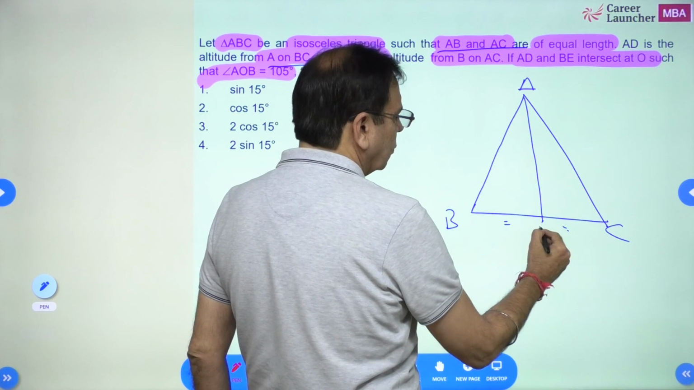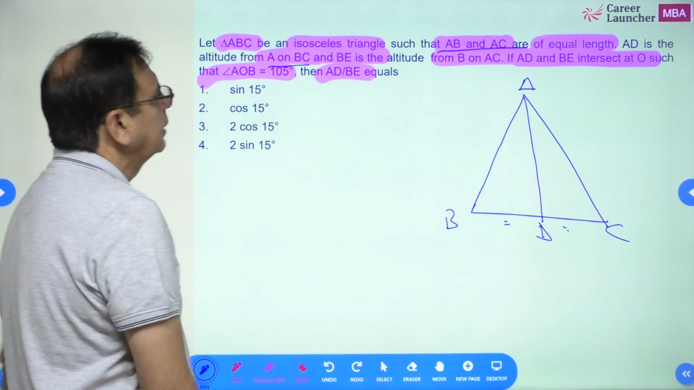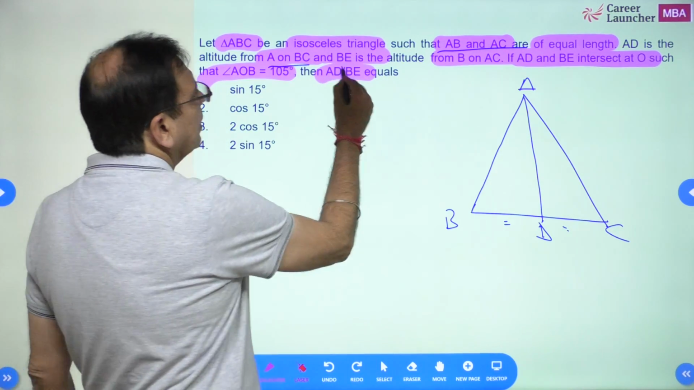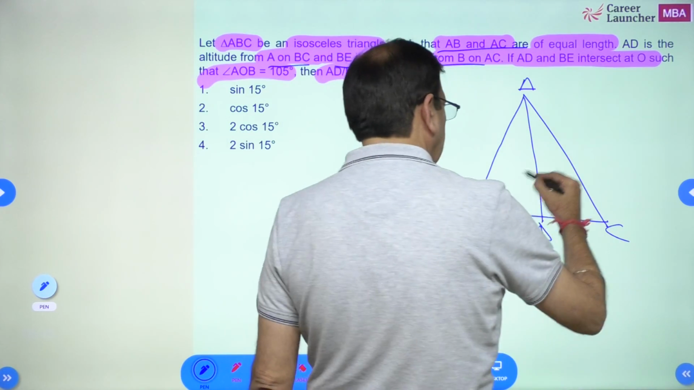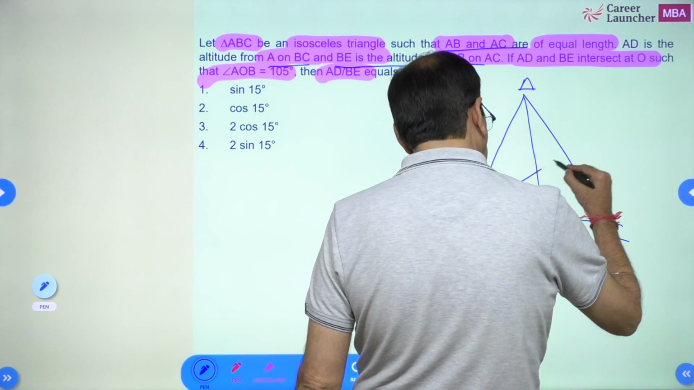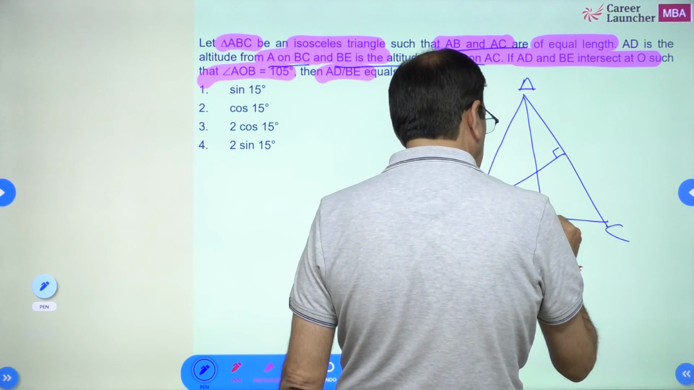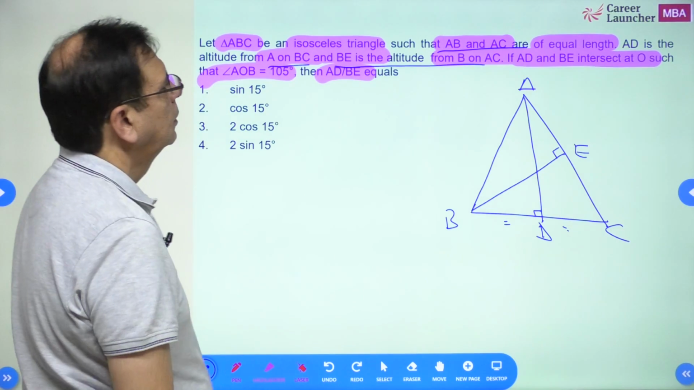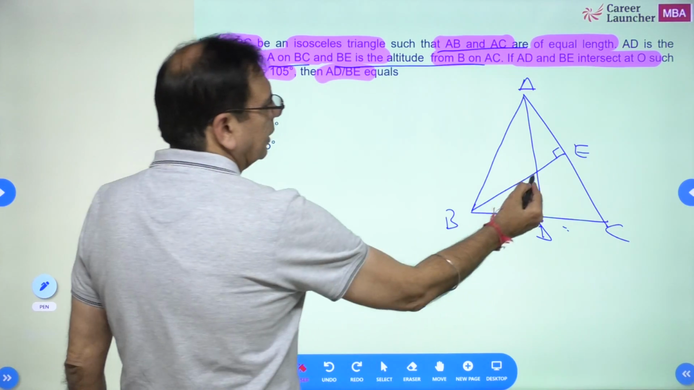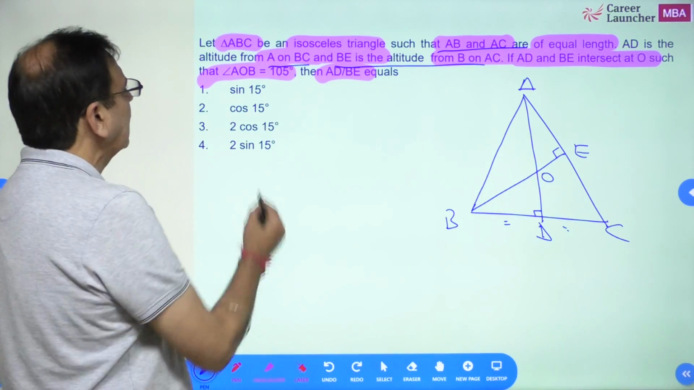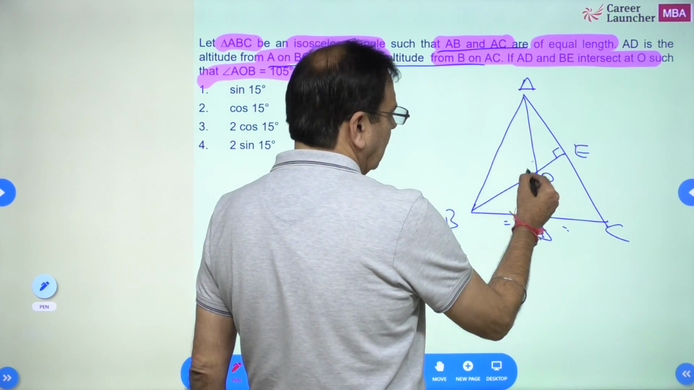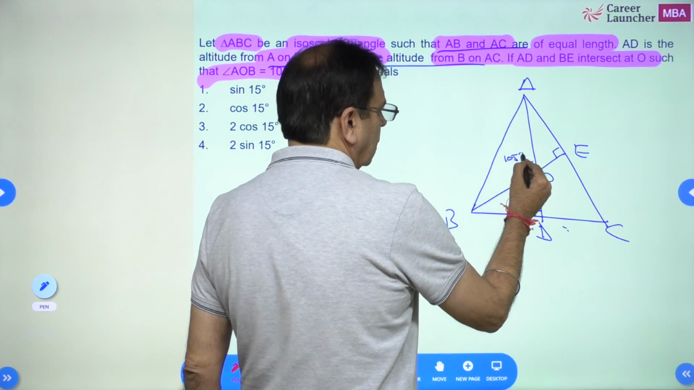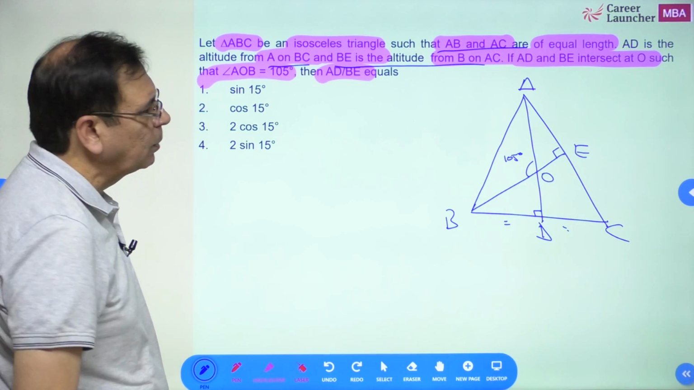This side will be equal to this, so if it is AD. Okay. Next, BE is the altitude from B on AC. So yeah, this is 90 degrees. And this is BE. If AD and BE intersect at O, such that angle AOB is 105 degrees, this angle is 105 degrees, then what is AD upon BE equal to?